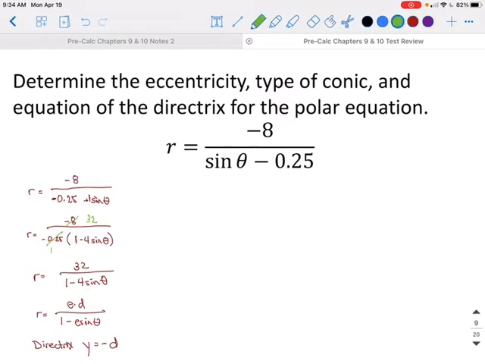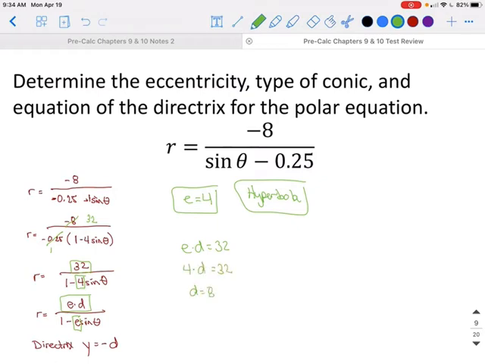So the value that is in front of sine is your eccentricity. It doesn't matter what that sign is, that's just going to tell us about the directrix. So we do know our eccentricity is going to be 4. Since the eccentricity is greater than 1, we do know it's going to be a hyperbola. And we know that the numerator is equal to e times d. If the e value is 4, then d is equal to 8. And we know our directrix will be y is equal to negative d.